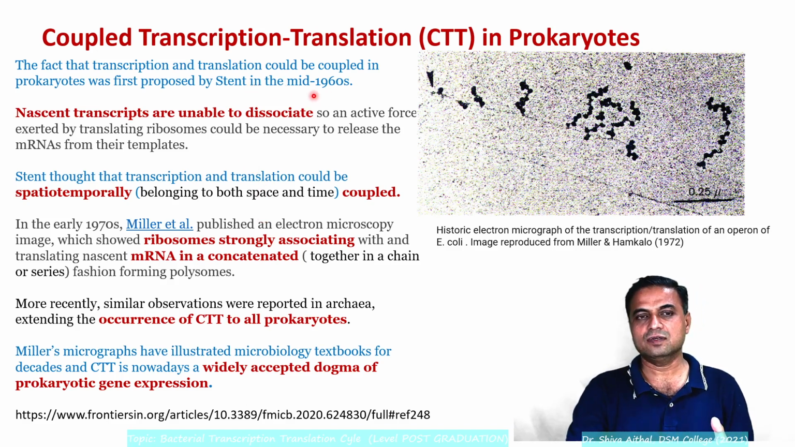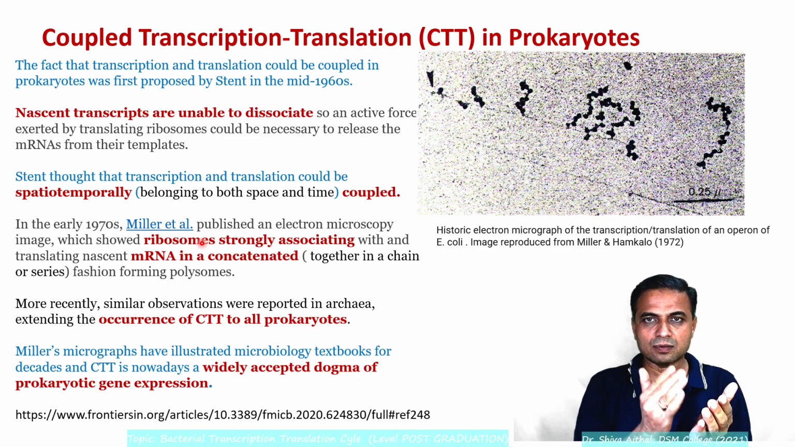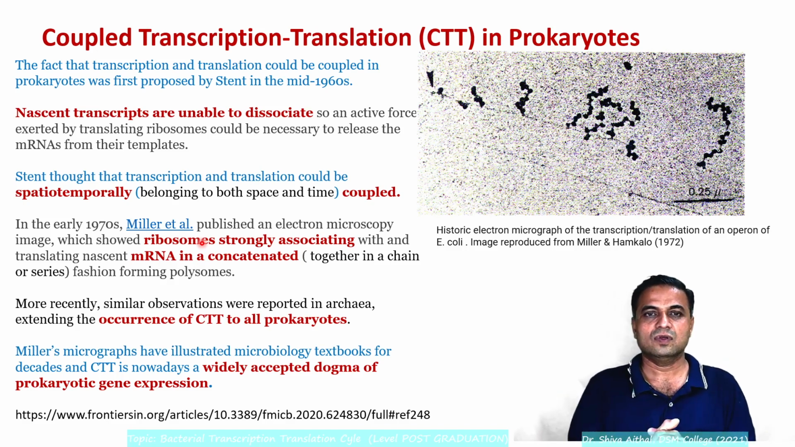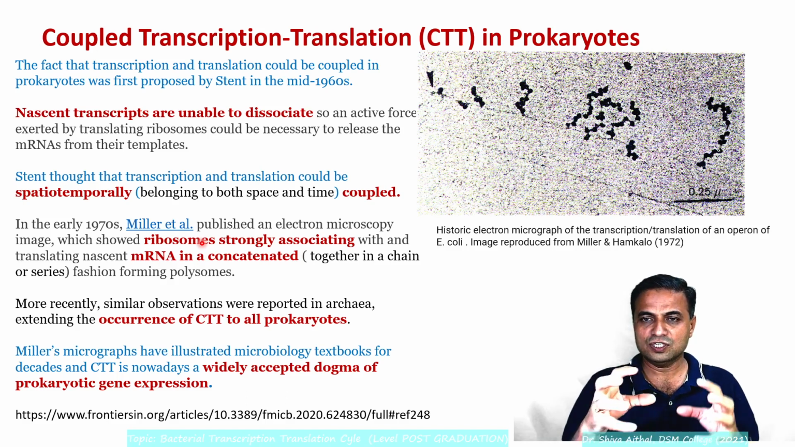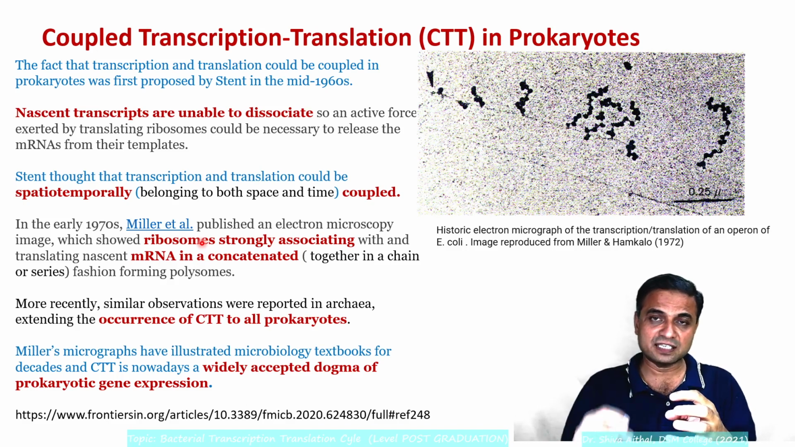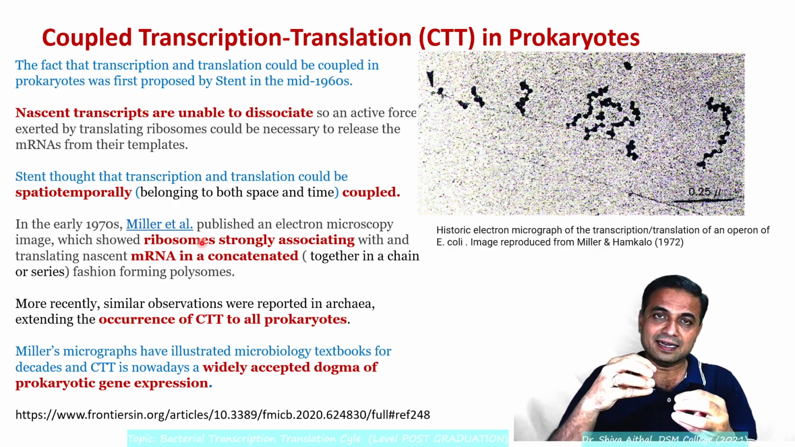He proposed a theory, but for around a decade it was not able to be proved until in the 1970s Miller started publishing micrographs, electron microscopy photographs, and then we believed that yes, there is a coupled transcription and translation. Nascent transcripts. Why may this be there? What are nascent transcripts? These are mRNAs which have not been released. They are unable to release because of an active force exerted by the ribosomes that can release them.